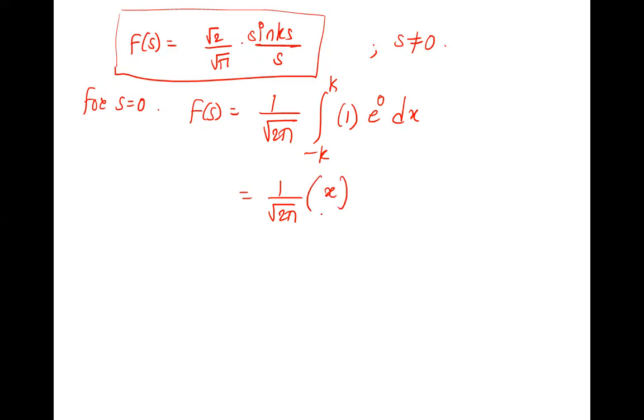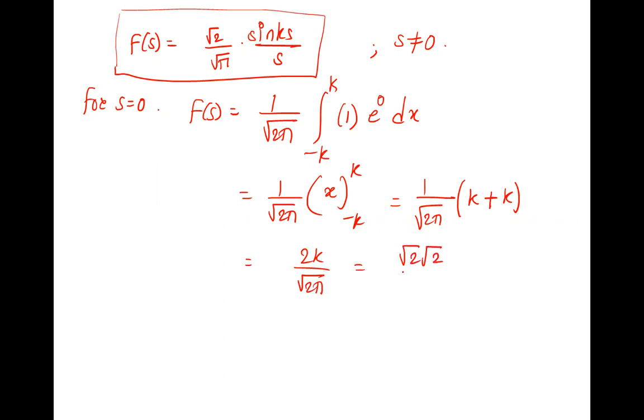Integration of dx is x from minus k to k. So it is 1 upon root 2 pi, upper limit k minus minus k, that is plus k. So it is 2k upon root 2 pi. So if s is 0, the value is this. If you want, you can simplify further: root 2 root pi k, root 2 cancels, and it is root 2 upon root pi times k, for s equal to 0.